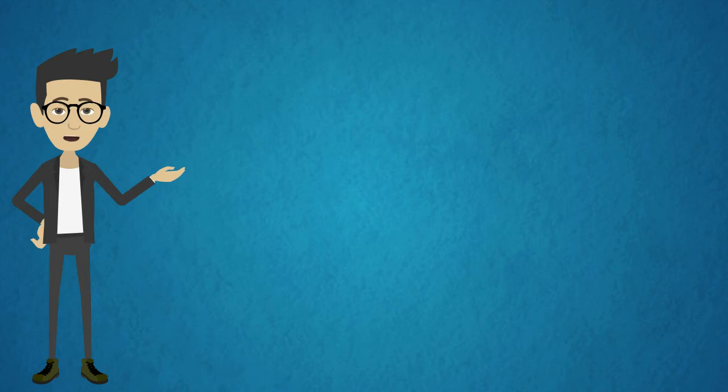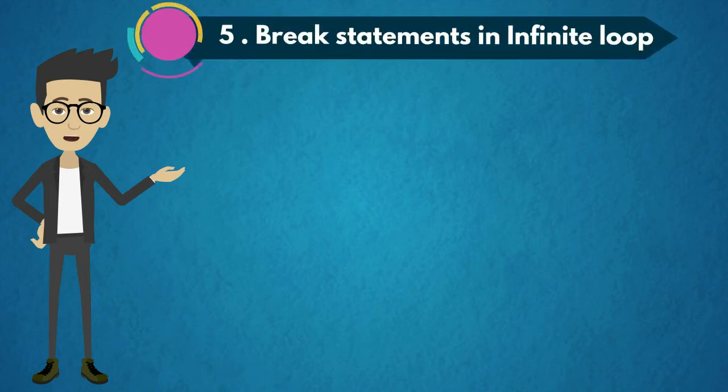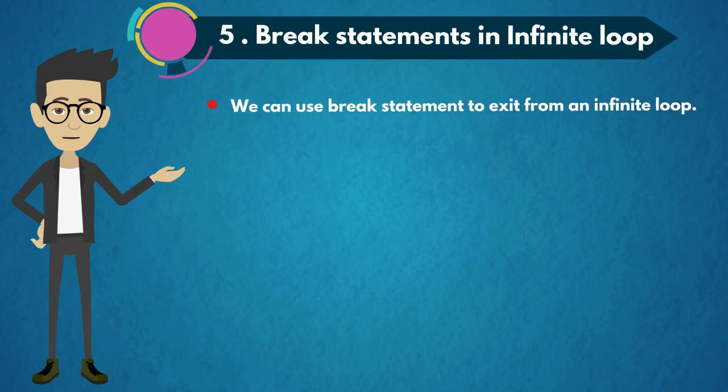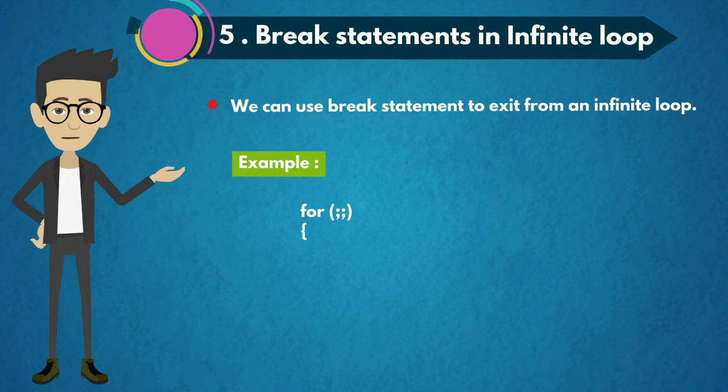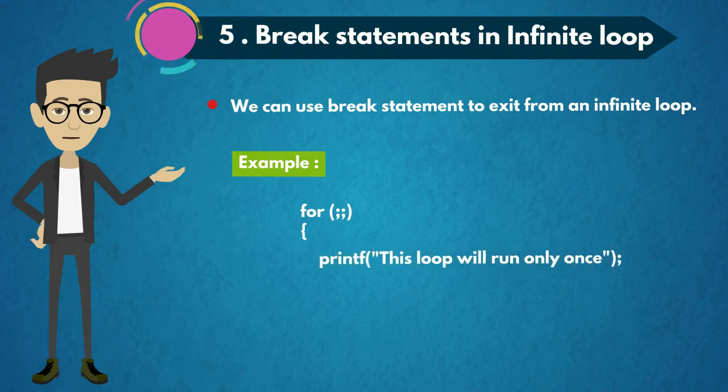The fifth concept is the break statement in an infinite loop. We can use a break statement to exit from an infinite loop. An example is for(;;), which means that there is no initialization, no condition and no increment or decrement operator. printf, this loop will run only once.